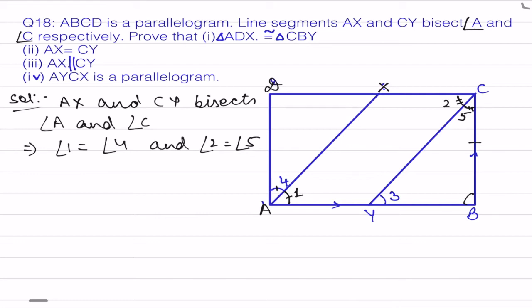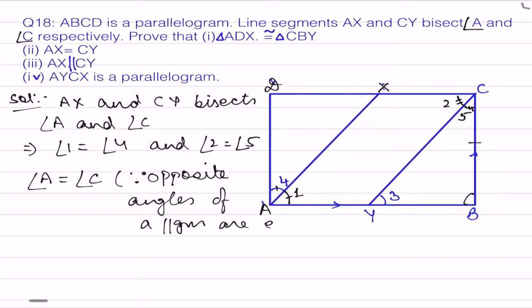Now we know that angle A and angle C are equal because these are the opposite angles of the parallelogram. Angle A is equal to angle C because opposite angles of a parallelogram are equal. So what we will do, we will multiply both the sides by half. So what is half of angle A? Now half of angle A is either angle 1 or 4, but we need 4. So I am taking here 4, equal to, similarly, half of angle C is angle 2 as well as angle 5. Here I am taking angle 5. That means angle 4 is equal to angle 5, as well as angle 1 is also equal to angle 2 and 5.